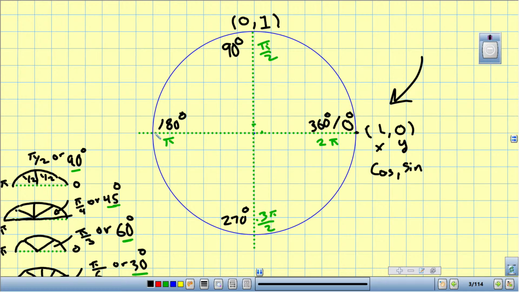So why don't you think about this with me here? I am here at 180 exactly, at this point here. What could be the coordinate points? What are the x's and y's here at this point? X, comma, y.